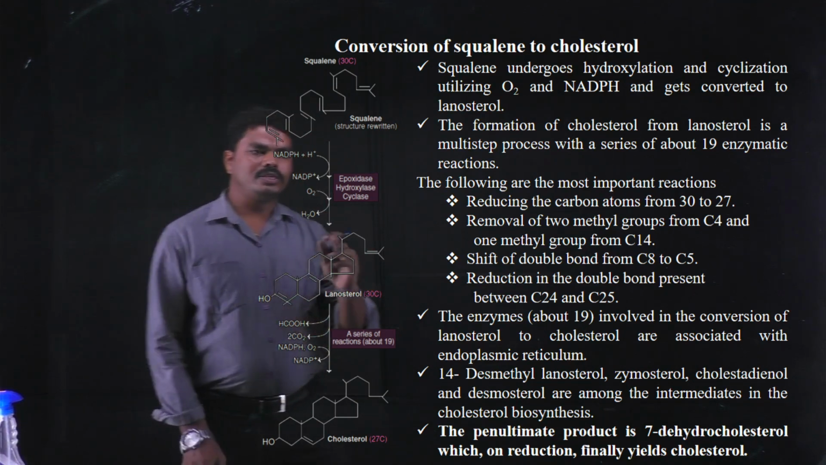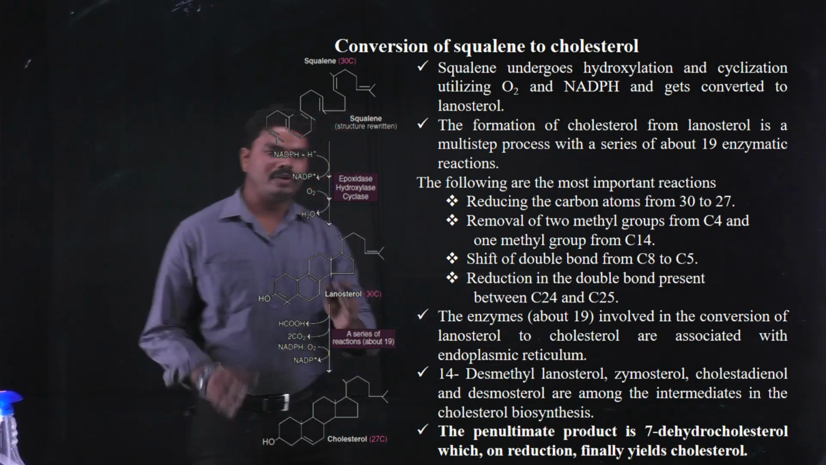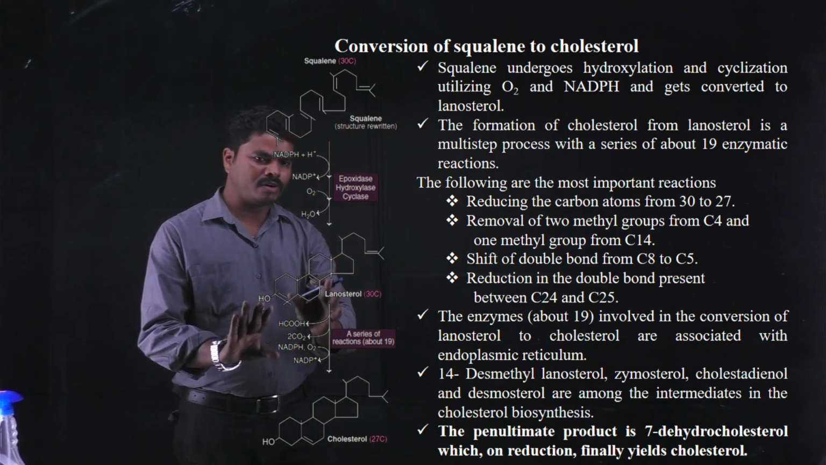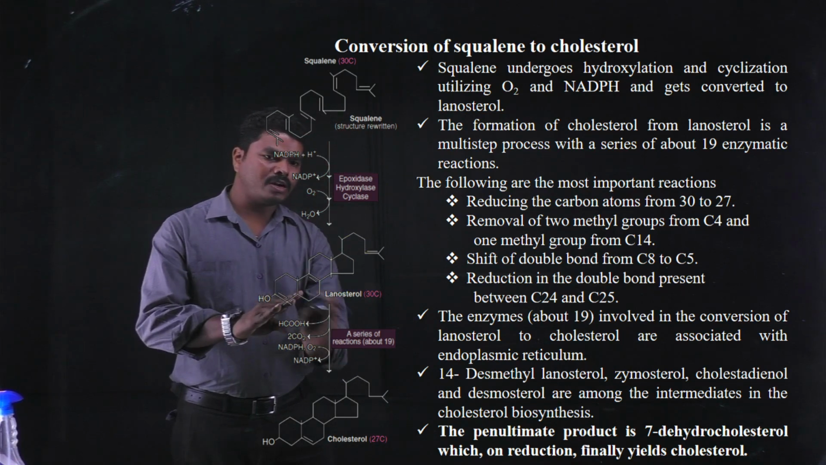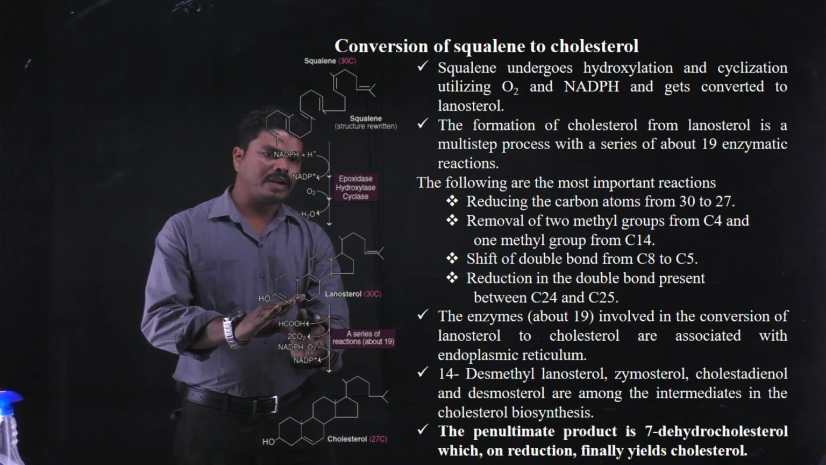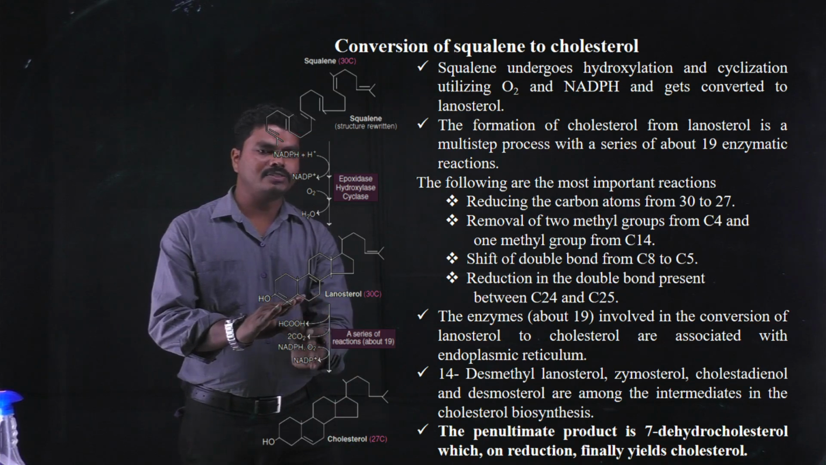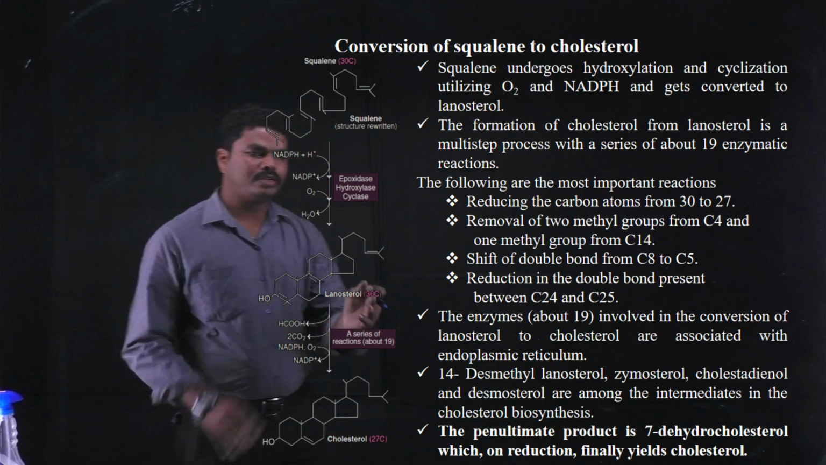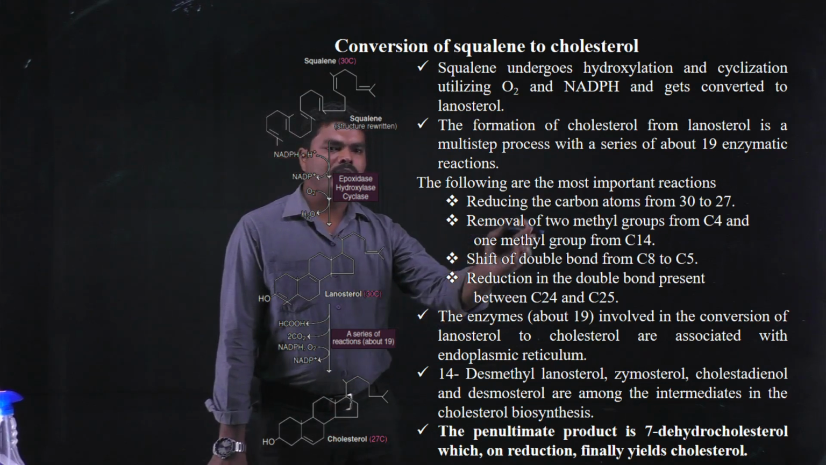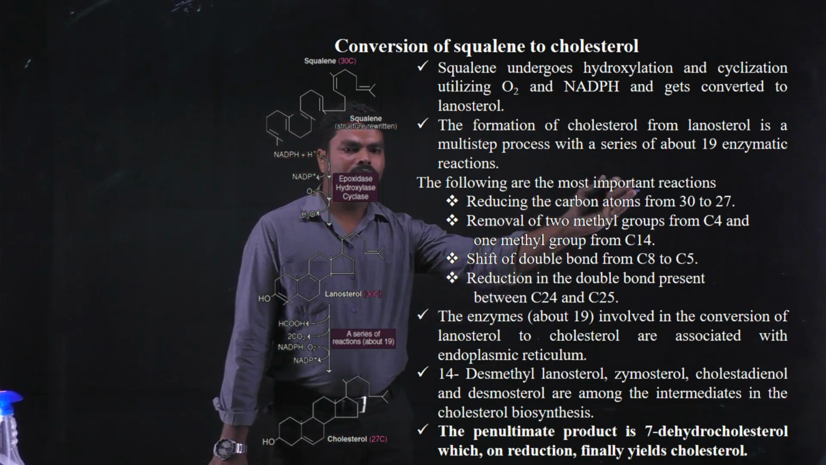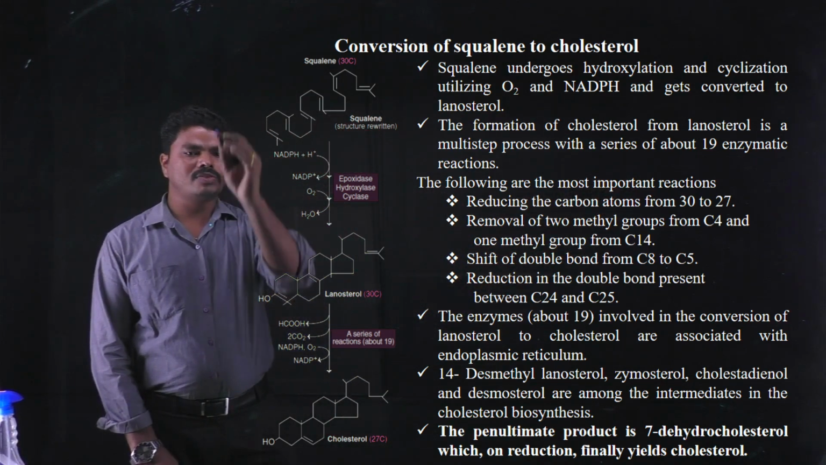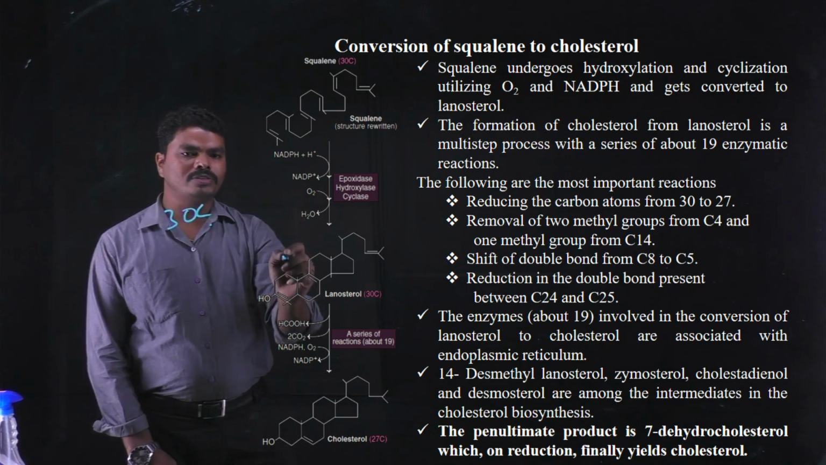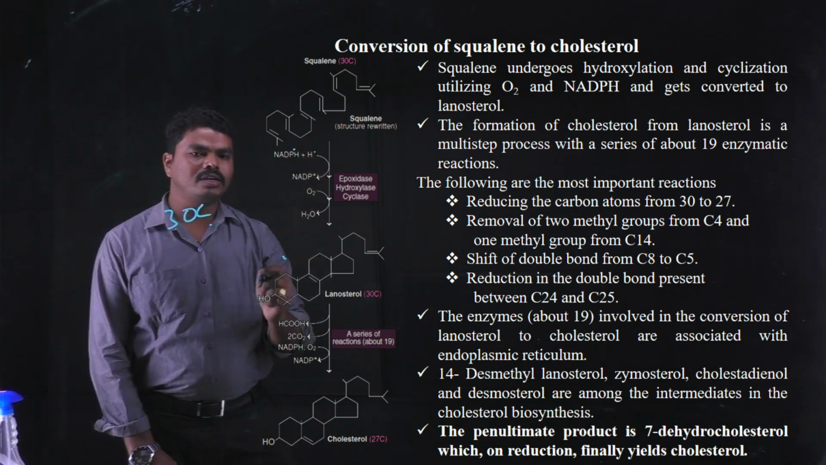The formation of cholesterol from lanosterol is a multi-step process. That means many steps are involved during the conversion of lanosterol to cholesterol. About 19 enzymatic reactions are involved, which is nothing but a reduction of the carbon atoms from 30 to 27. We know that lanosterol and squalene are 30 carbon compounds.